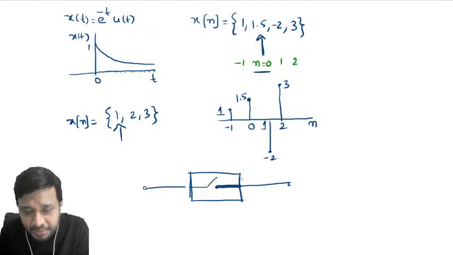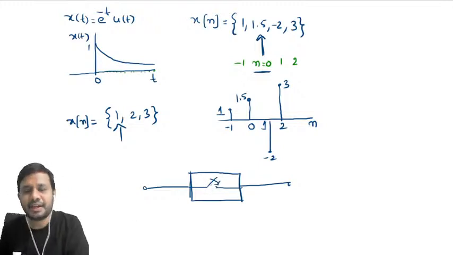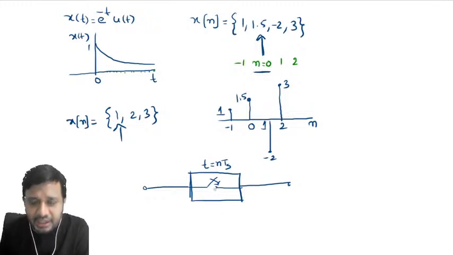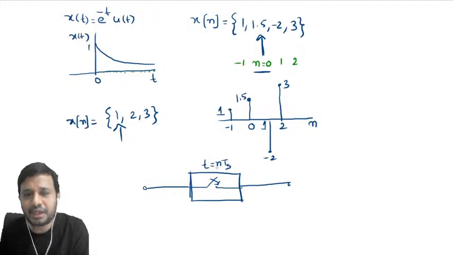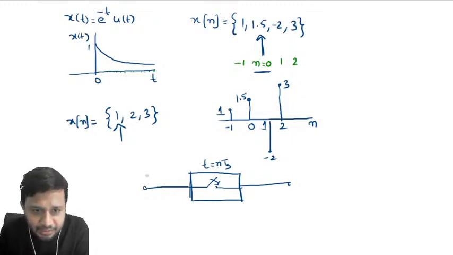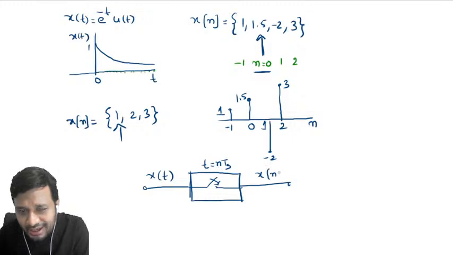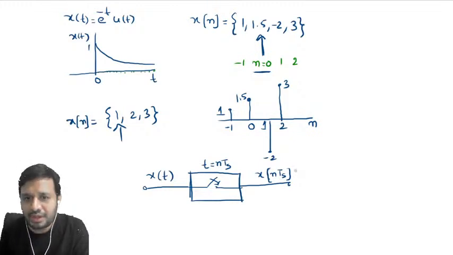Remember, the sampling operation is nothing but a switch operation, where the switch will be closed only at particular instances of time, not at every instant of time. This switch will close only at the instances given by t equal to nTs. At the input of the switch, I give the continuous time signal x of t, and at the output of the switch, I collect the discrete time signal denoted by x of nTs.